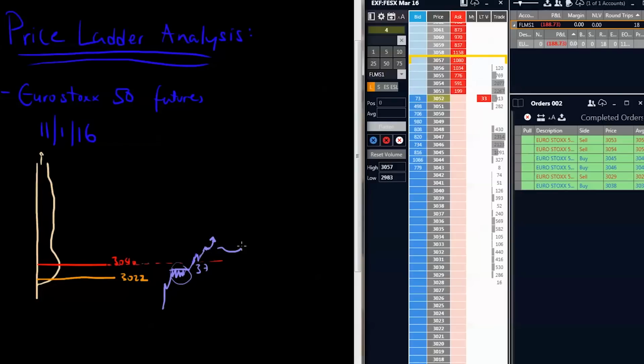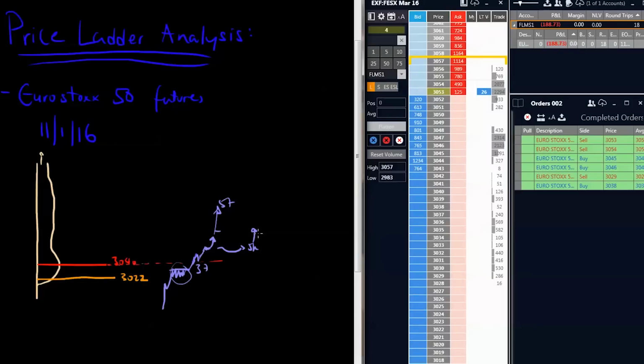In this area in here, a 5K lot popped up, could not get his fill, so he moved his order up, smacked that market, and that's when we saw a quick blip up to these 57s. Just some really quick and concise price action.